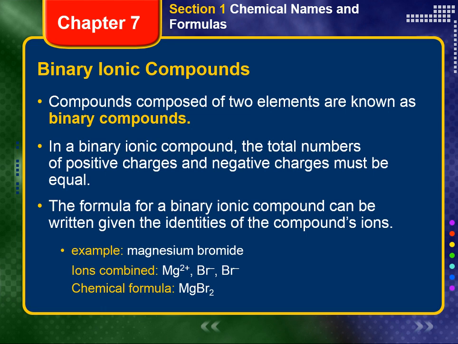Bromine, a halogen, forms the Br- anion when it is combined with a metal. In each formula unit of magnesium bromide, 2 Br- anions are required to balance the 2+ charge of the Mg2+ cation. The compound's formula must therefore indicate 1 magnesium 2+ cation and 2 bromide 1- anions. The symbol for the cation is written first. The ions that are combined are Mg2+, Br-, and Br-. The chemical formula is written MgBr2.